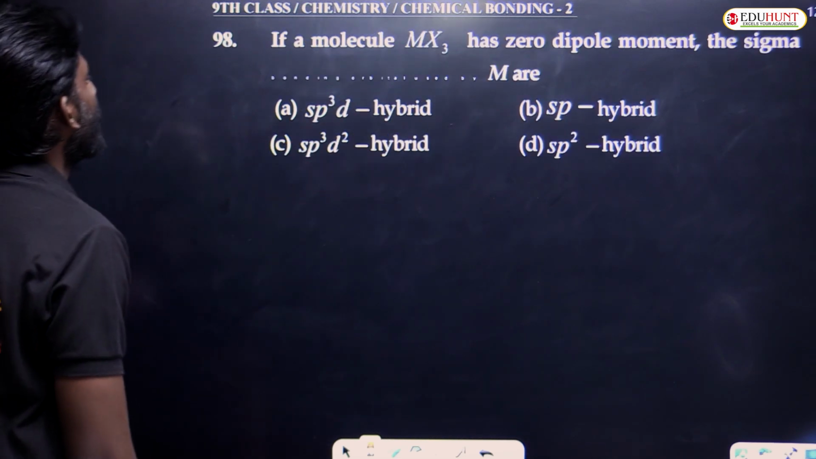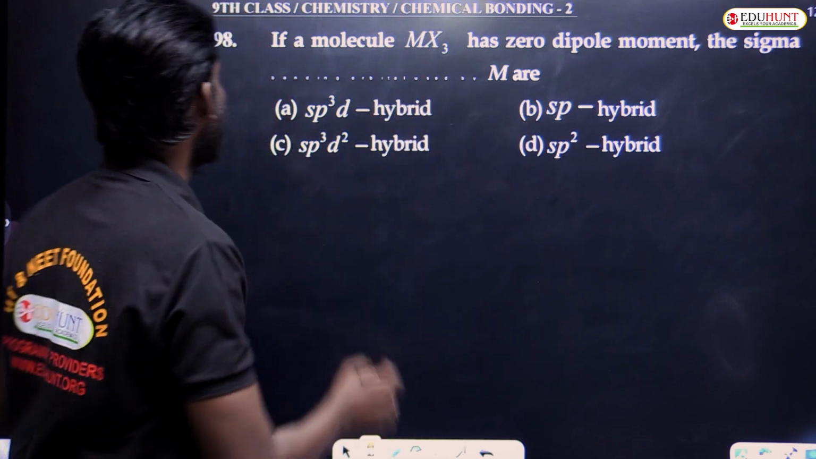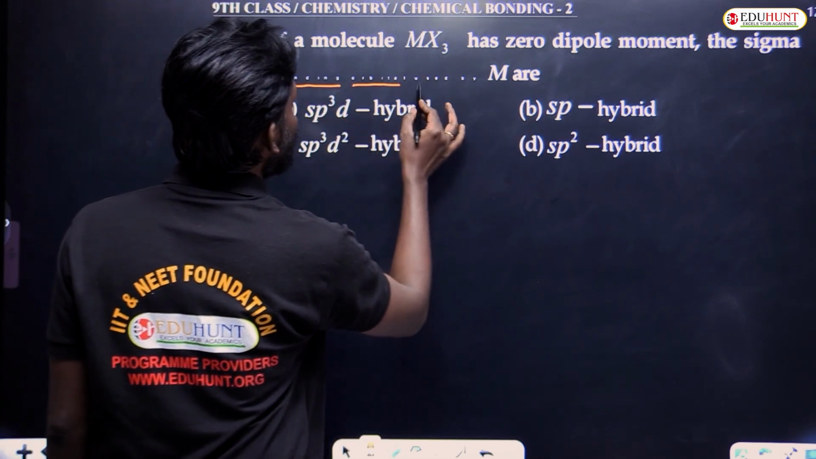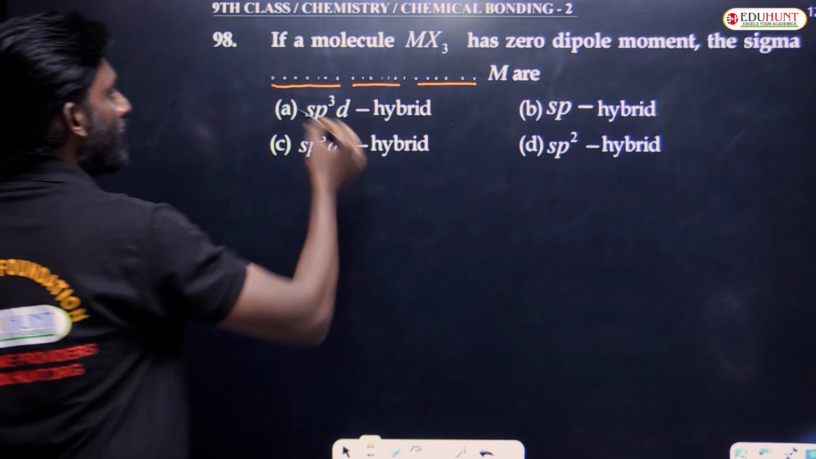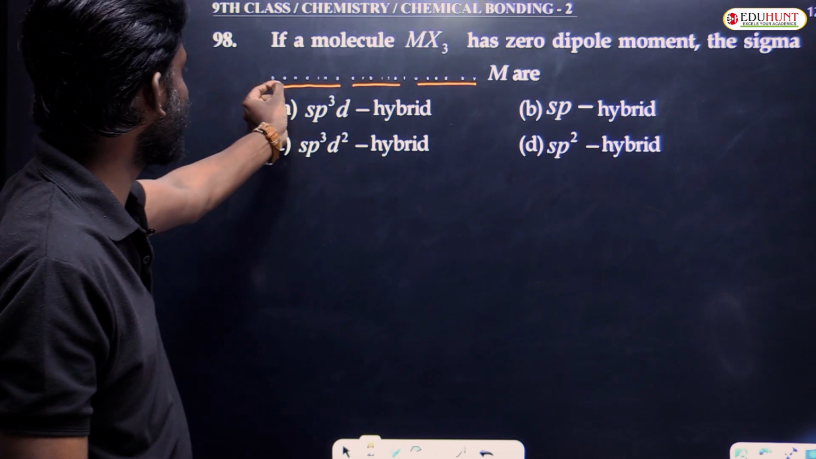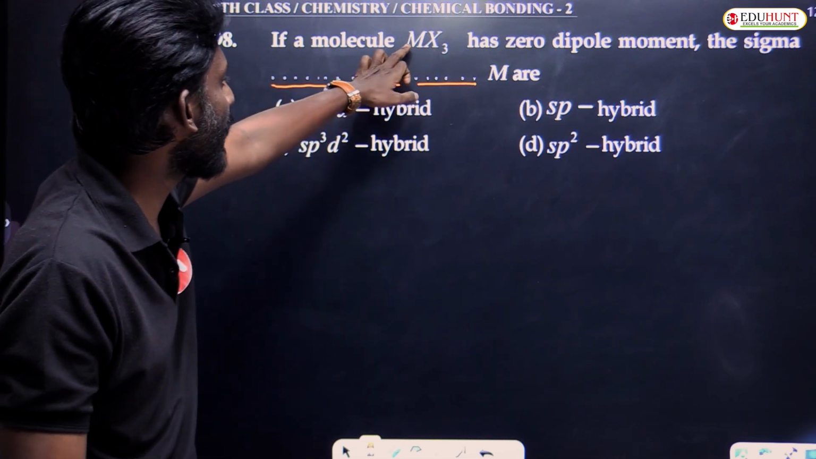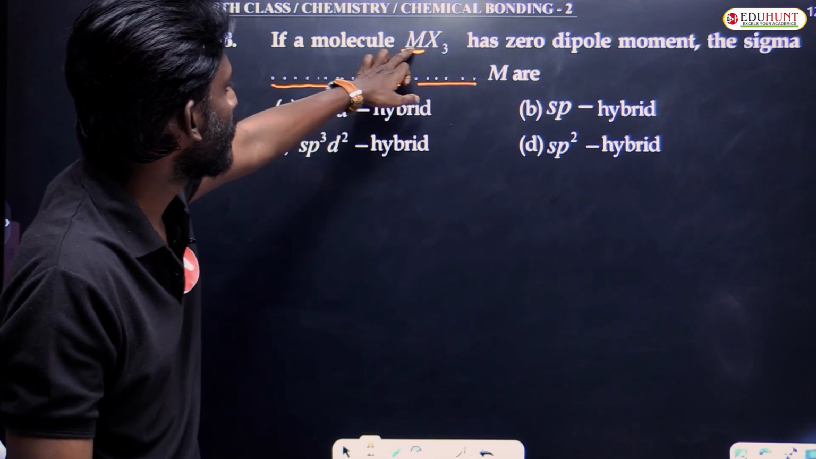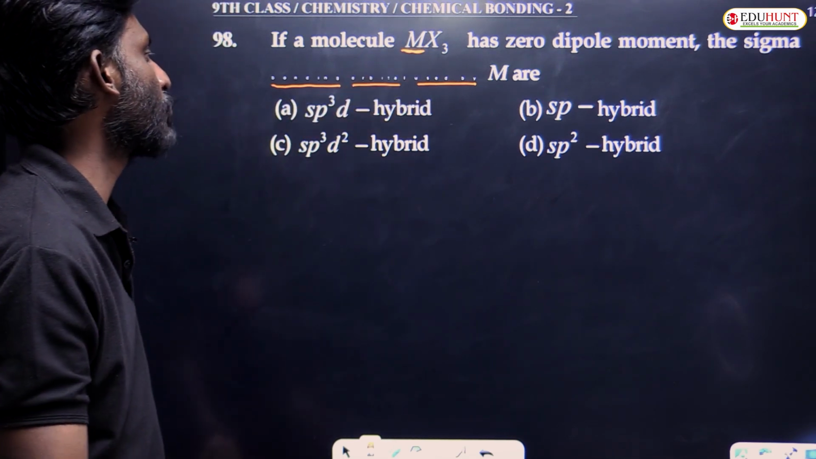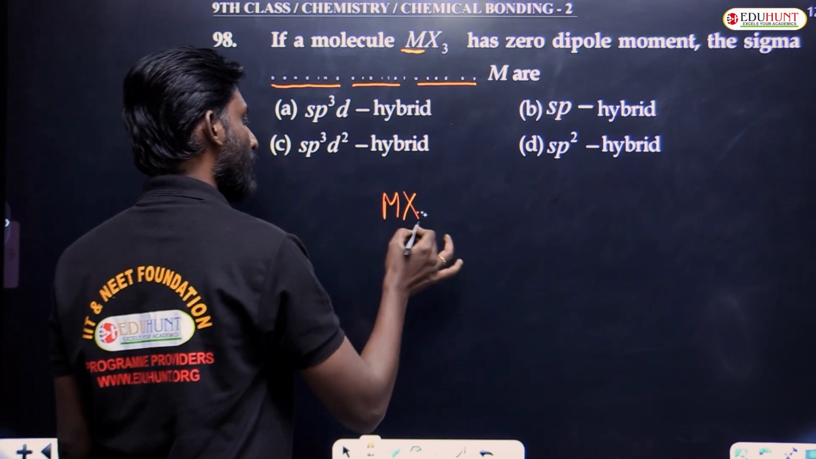If a molecule MX3 has a zero dipole moment, then see, I think you are not getting this right. Bonding orbital used by. In this question, it is not visible to you. I can see, because of very small letters, it's a typing error. See, the central metal atom hybridization, so that the net bond dipole moment has to be 0. See, that is possible. There is MX3.